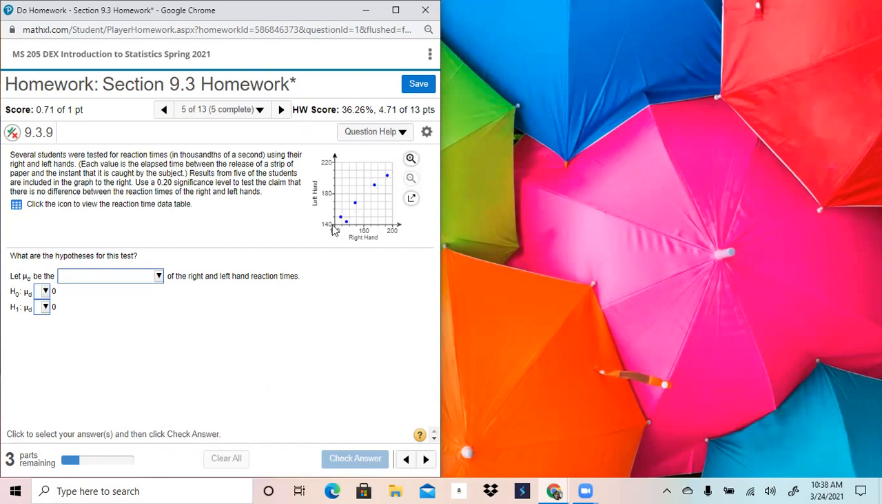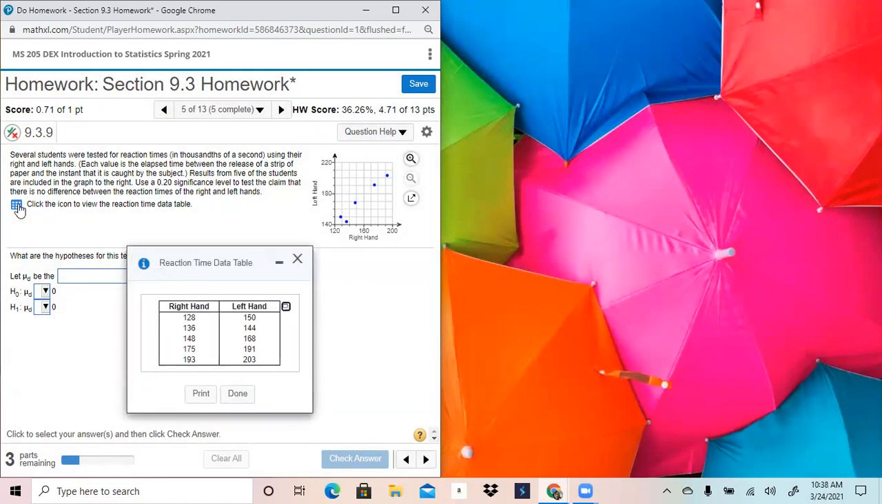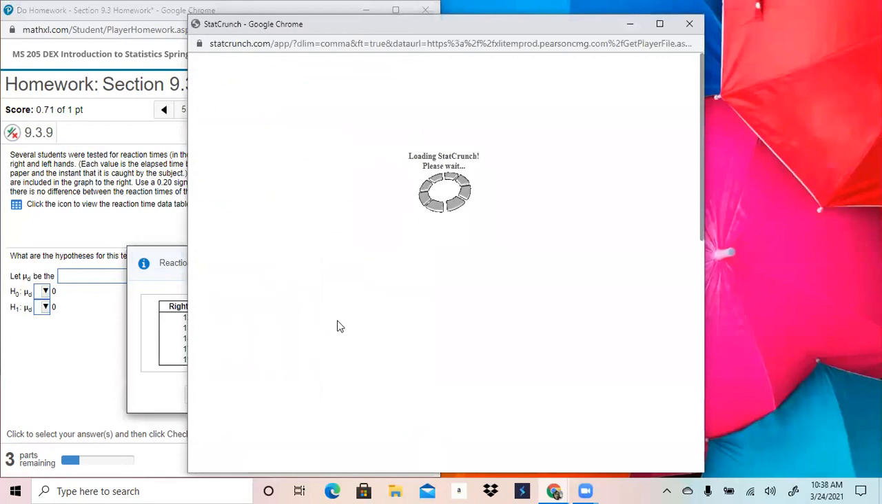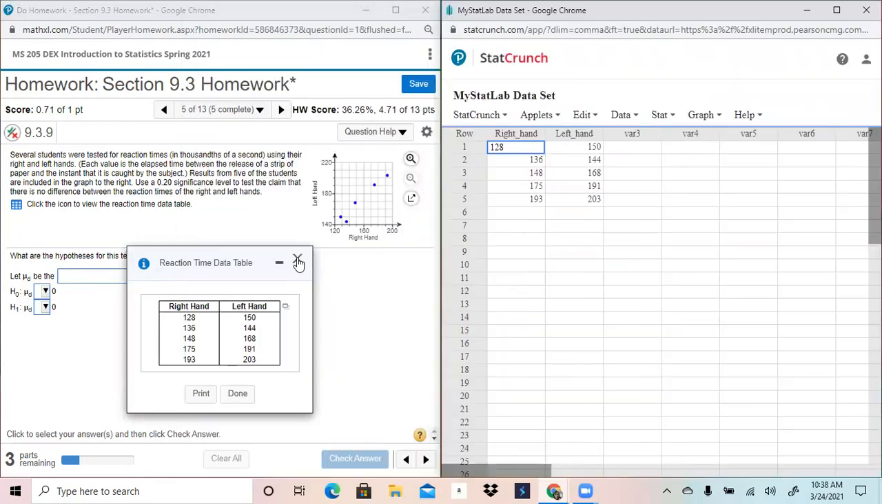Now, so we've got our graph. We can see that it's more or less in something of a linear fashion here. So if we load this data, I click this icon up here. If we load this data into StatCrunch, don't need this now.